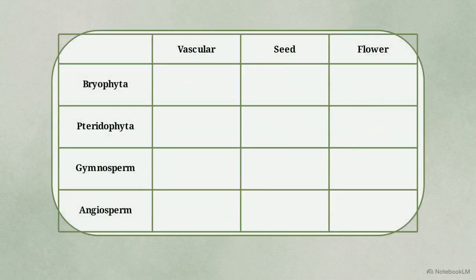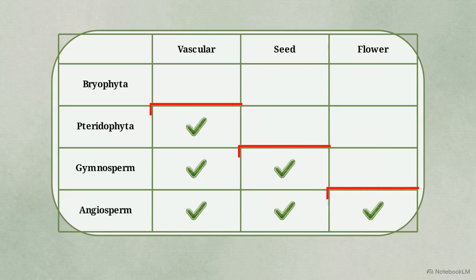Notice the pattern. Vascular tissues appear at the pteridophyte stage. Seeds don't show up until gymnosperms. Flowers are exclusive to angiosperms. The check marks cascade sequentially down the timeline. Examiners know students try to memorize this grid randomly, so they build traps around these exact transition points.